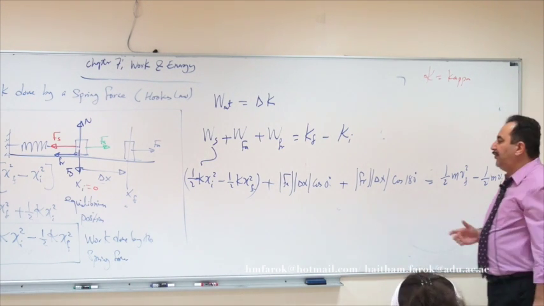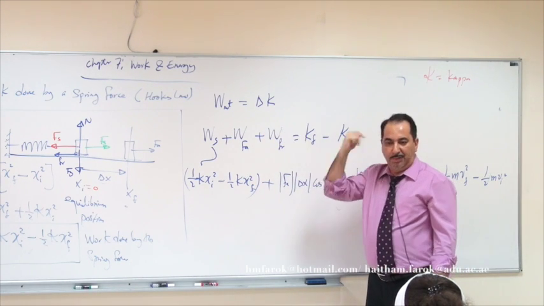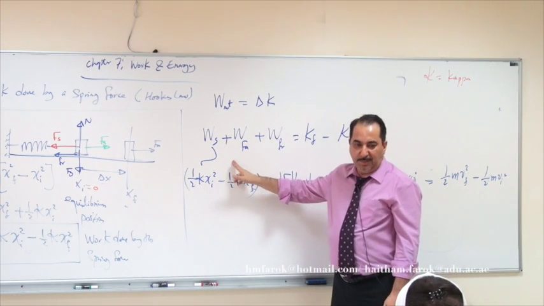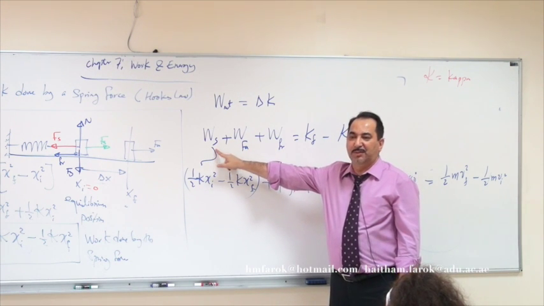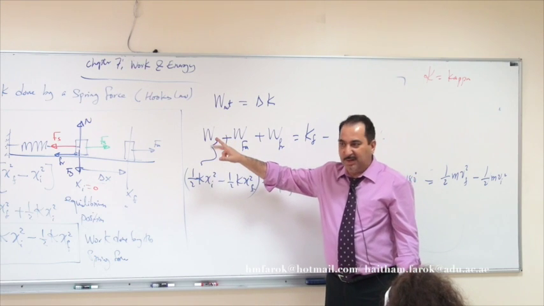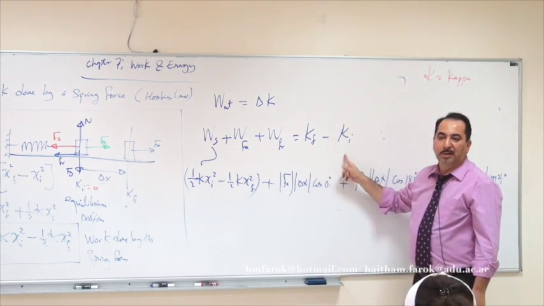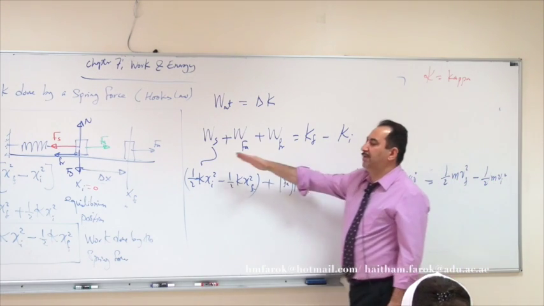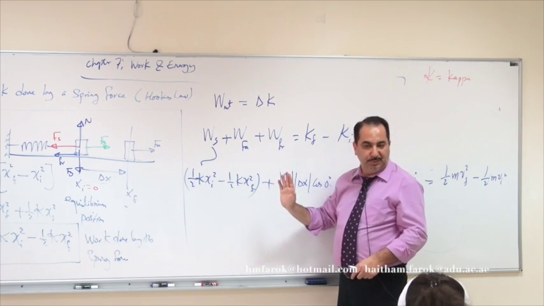Read the question. If you have a friction, you keep this term. If you don't have friction, out. If you have applied force, keep it. You don't have it, out. But you can't say I don't have a spring, because you have a spring. So this is the minimum. The minimum is Ws equals delta K. Maximum, all 3. Between, either you have friction or applied force.